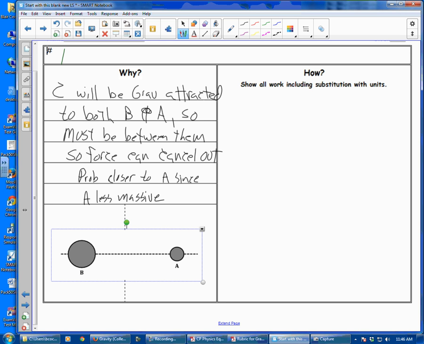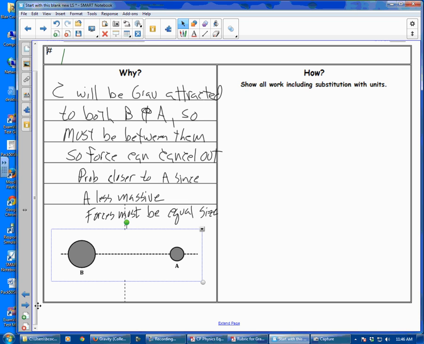Because for the forces to cancel out, what must be true of the forces? Come on, folks. Forces must be what to cancel out? Equal. Size, let's say, or magnitude. Because we don't mean in the same direction.